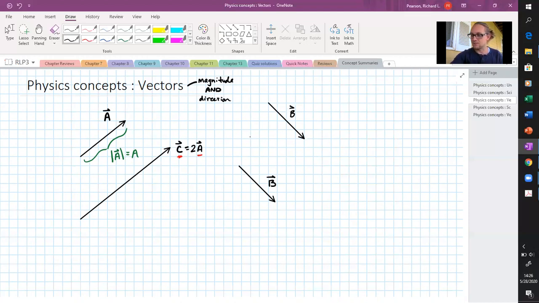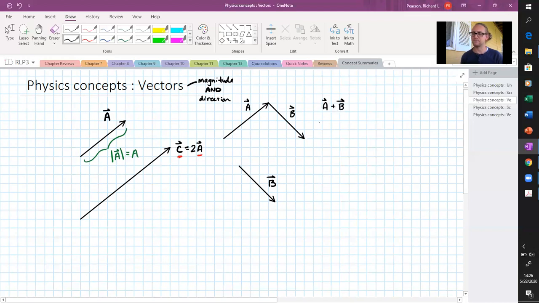So we can do something like this. We could take vector A, 1, 2, 3, 4, 5, 2, 3, 4. So here's vector A, and I've now moved it. I've just moved my vector A. I haven't done anything else with it. I put it over here, and it's touching the tail of vector B.